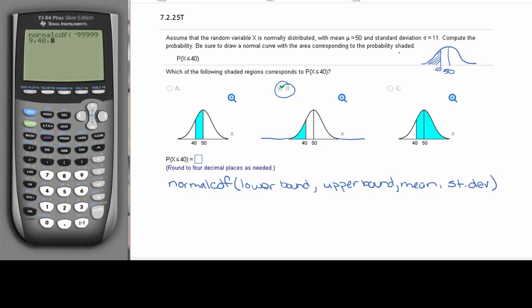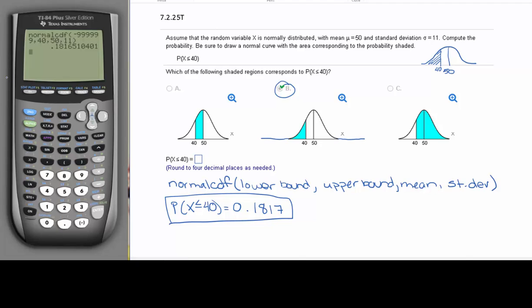The mean is given to us as 50, and the standard deviation is given to us as 11. And again, separate everything by commas, close parentheses. We hit enter, and we're getting that the probability that x is less than or equal to 40 is 0.1817. So we're going to round, and that's going to finish off this problem.